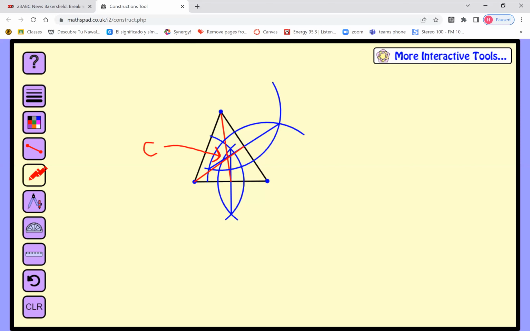So the way I was able to find the centroid, I found two medians. Remember, to find the first median, I found the midpoint of a segment and I connected it to the opposite corner. Then I looked at another side, found the midpoint and connected it to the opposite corner. So I found two medians. The one point where my medians intersect, that is what we call the centroid.